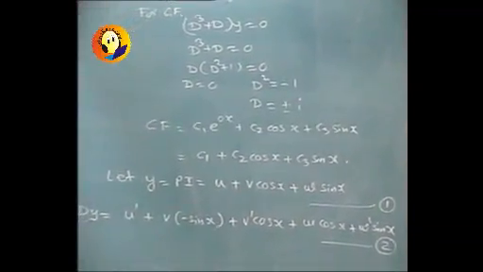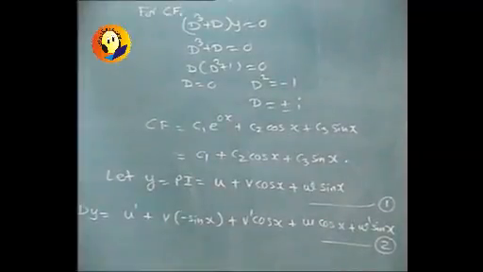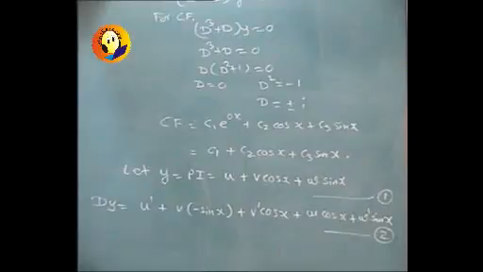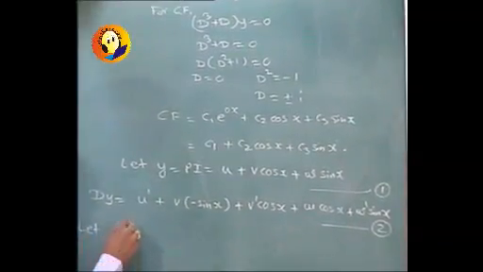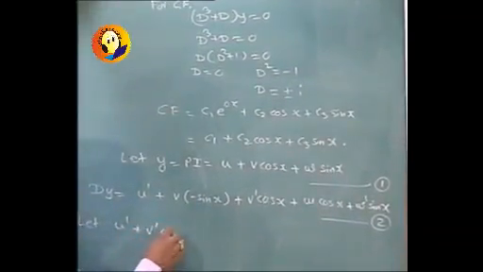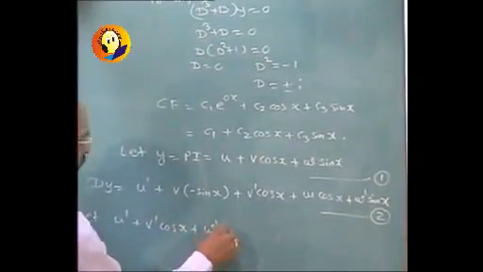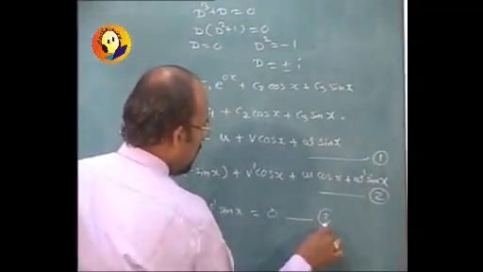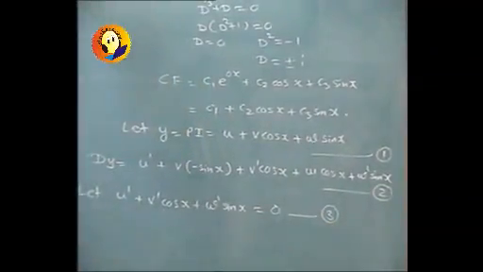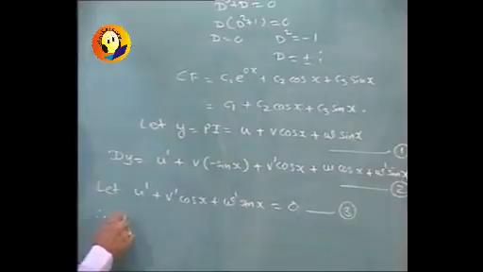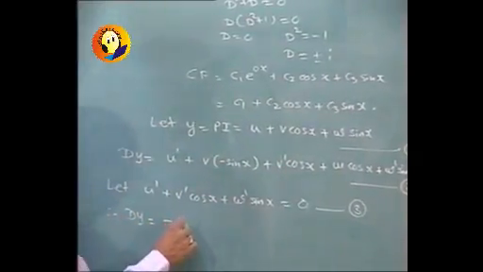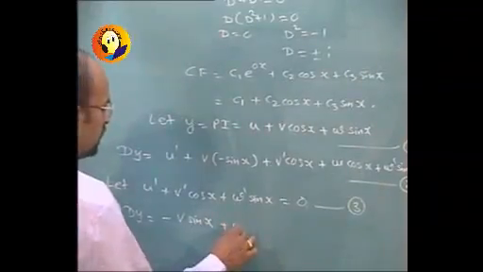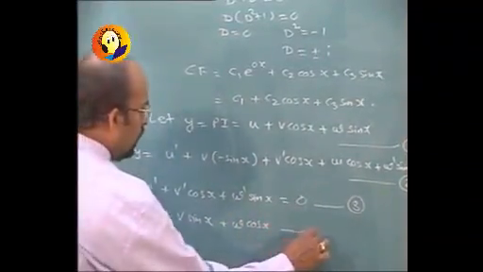Once we write dy, we can go for one more assumption, that is terms containing u dash, v dash and w dash should be equated to 0, which is our assumption number 2. So let u dash plus v dash cos x plus w dash sin x is equal to 0. Equation number 3, actually assumption number 2. Rewrite dy, and so dy will come out to be minus v sin x plus w cos x, equation number 4.